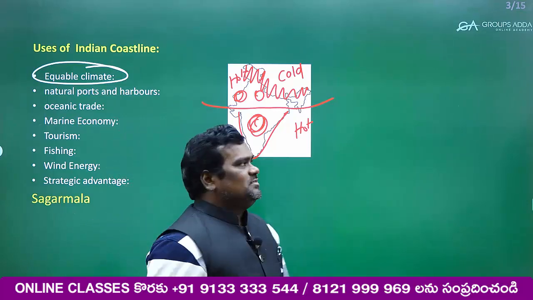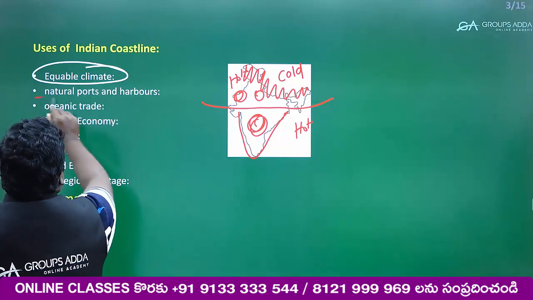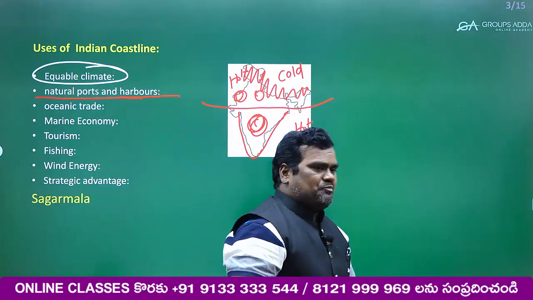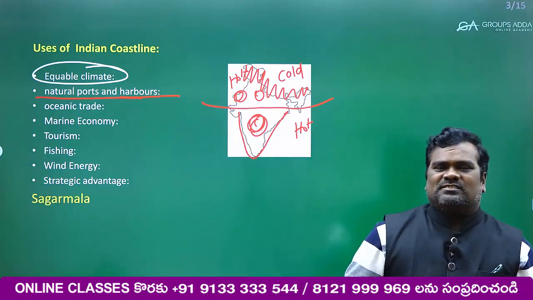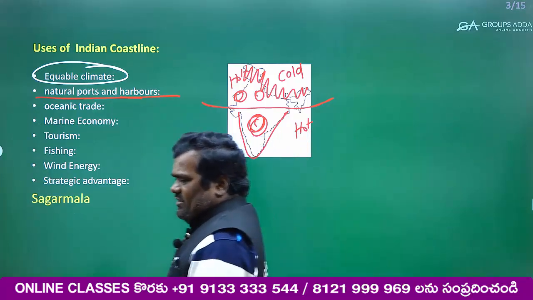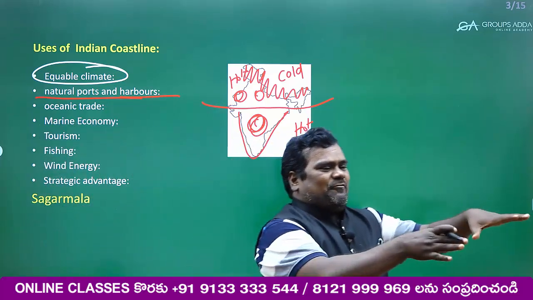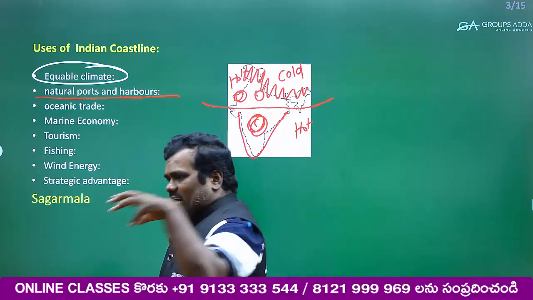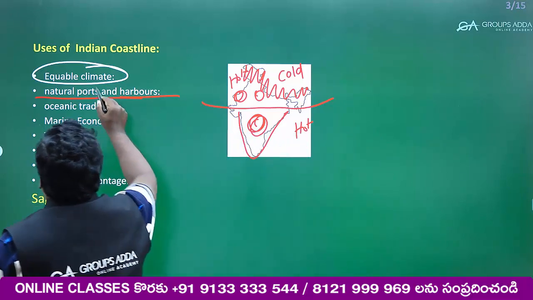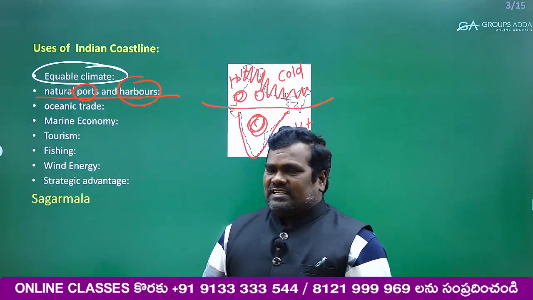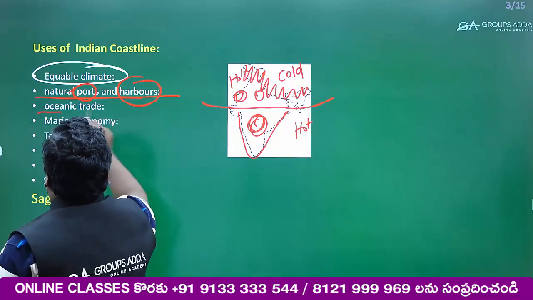the coastal line. And the second one, natural ports and harbors. Yes, if we have this coastal line, if we are sharing a border with the sea, plains will be developed. In those plains we can have natural ports and harbors. Isn't it? So, oceanic trade.